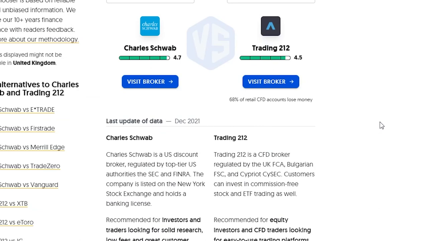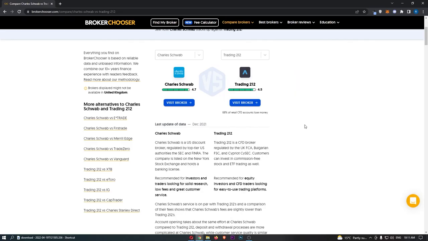So if I go right back up to the top, let me give you my personal opinion. Now, what I would personally say, guys, is if you are going to be investing, you probably want to go with Charles Schwab. If you are going to be trading, so in and out of the market very, very quickly, you'd probably be better off going with Trading 212. As I said, Charles Schwab is mainly targeted towards investors, long-term trading. Trading 212, definitely more towards traders in and out of the market quickly.